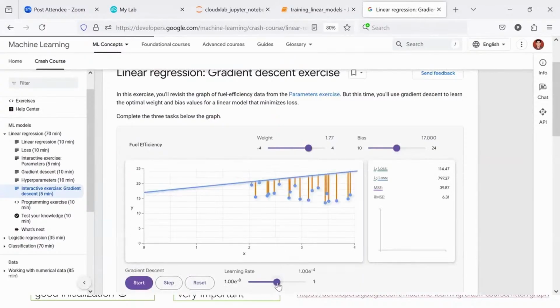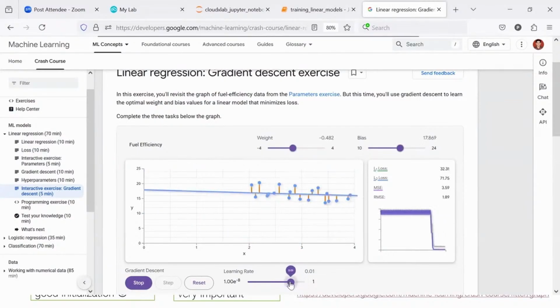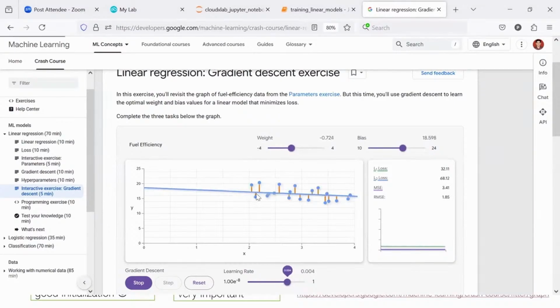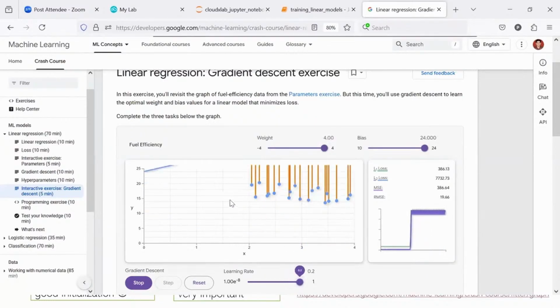So here, if you choose a very high value for the learning rate and start the gradient descent algorithm, as you can see, we are oscillating, right? If you decrease this learning rate, then we can minimize this loss very easily and reach the optima position. But if you increase this learning rate, it will start oscillating around the optima position, right?